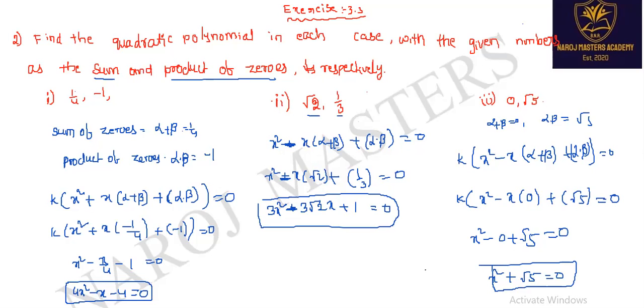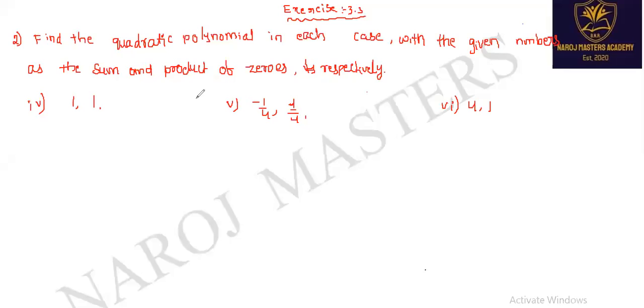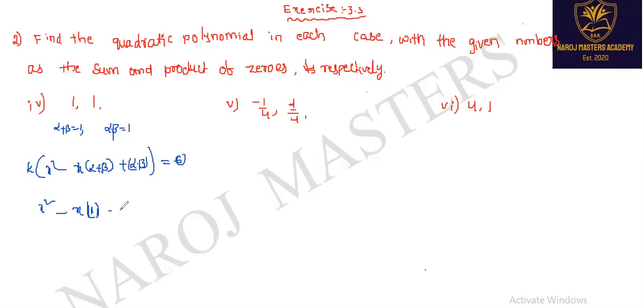Now look at the question number 4. Question number 2, bit number 4 is 1 comma 1. Now here alpha plus beta is equal to 1 and alpha into beta is also 1. Now we know the formula, that is k into x square minus x into alpha plus beta plus alpha into beta equal to 0. Then x square minus x into, now you send k this side and it will become 0. And x square minus x into alpha plus beta is 1 plus alpha into beta is also 1 equal to 0. Then the quadratic polynomial is x square minus x plus 1 equal to 0.